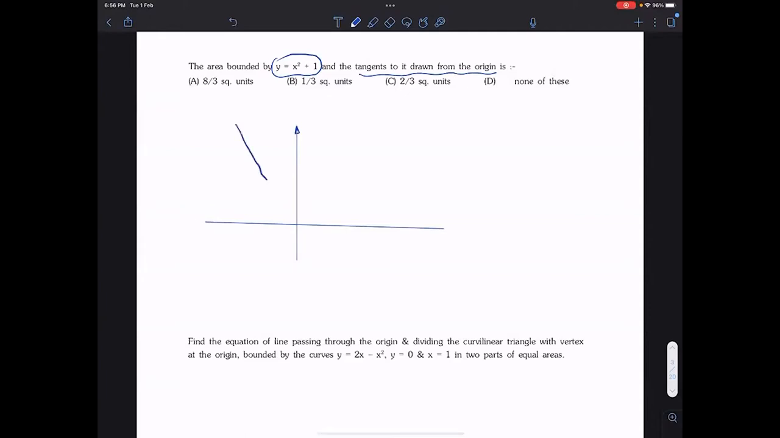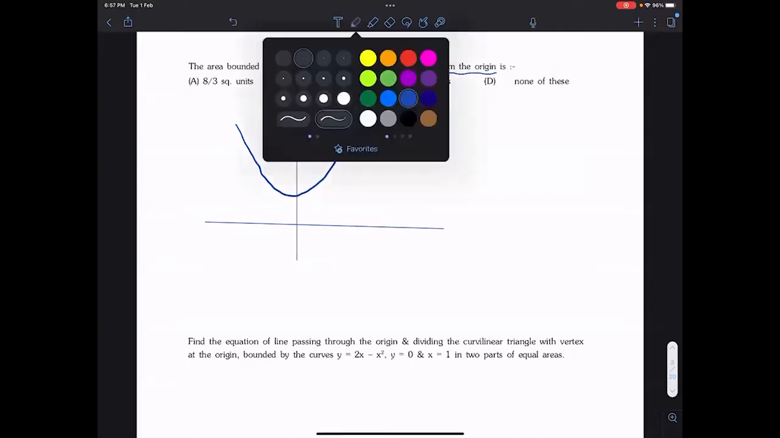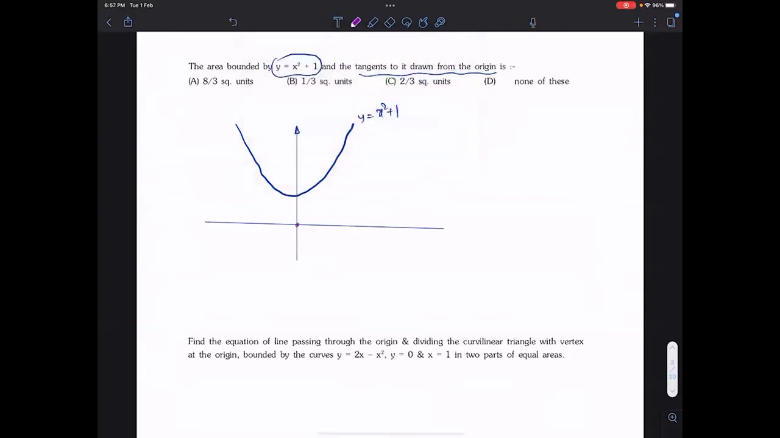It will be like this. This is y equals x square plus 1 graph. And the tangents. So that means from the origin, if you draw tangents, they will look something like this. Sorry, my diagram is not so perfect. Okay. Now this area we need, the area bounded by this one.